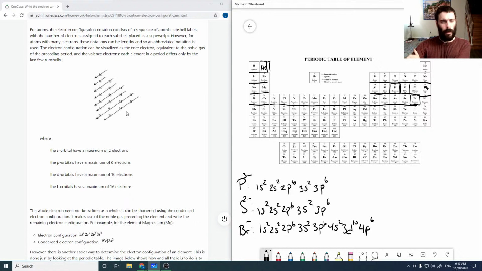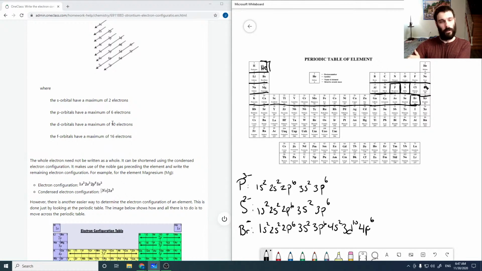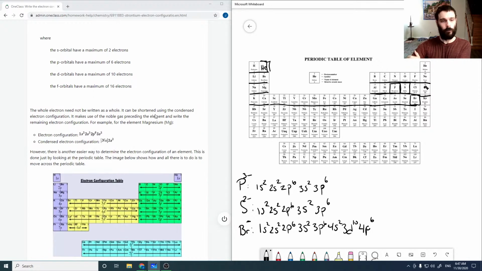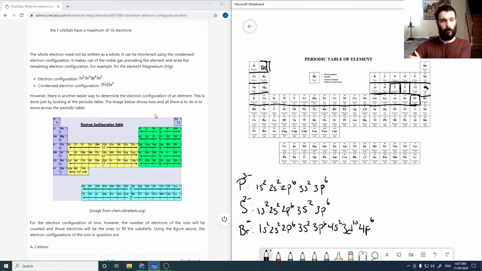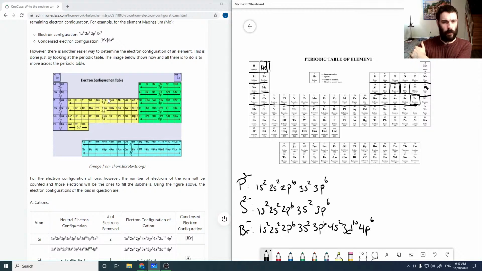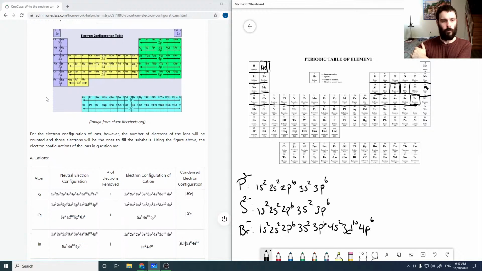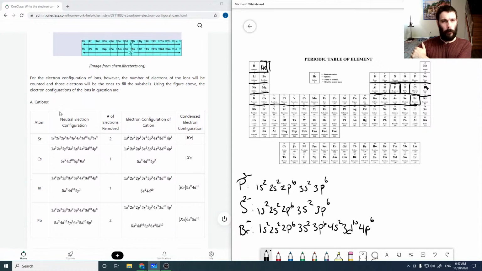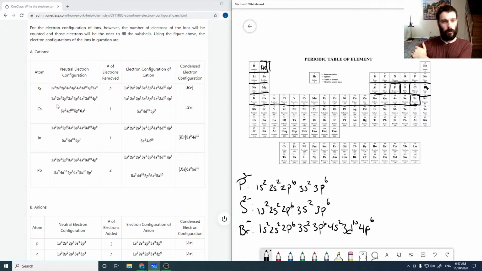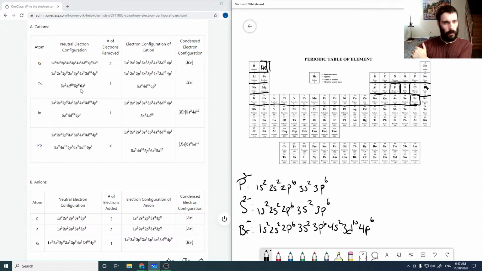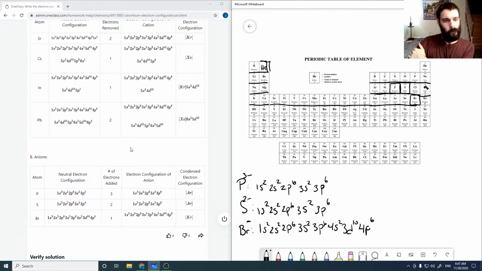Okay, so here's the solution. So the f orbitals actually don't have 16 electrons, they can hold 14. You can just get it by counting. And then yes, we can write it in condensed form. I find it much easier just to count across, which is basically what this is showing. If we think back, these are the configurations we had for our strontium, our cesium, and our indium. The lead here is missing the F block, so that's not so great.